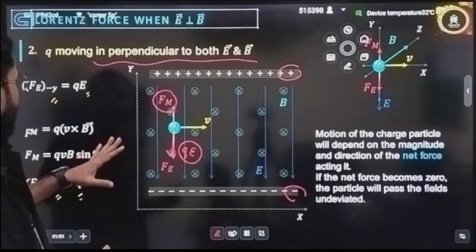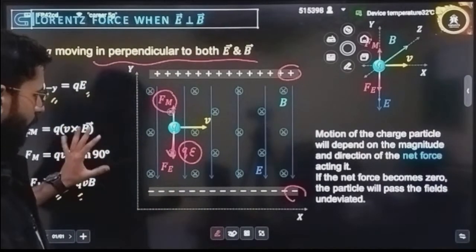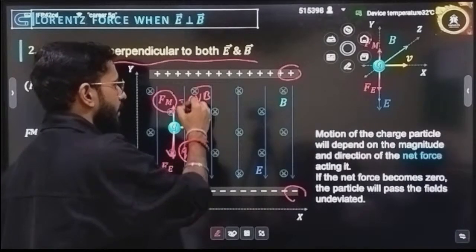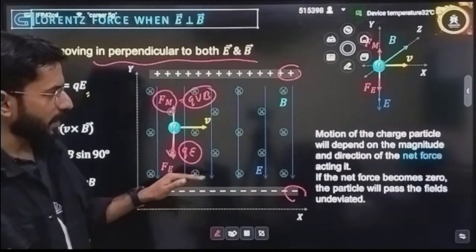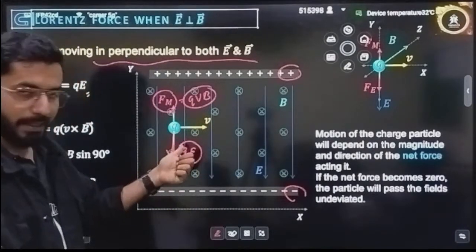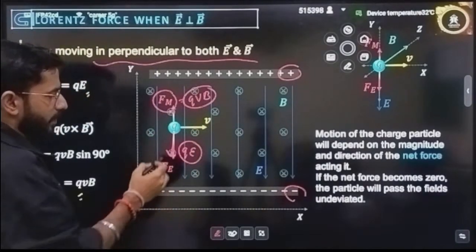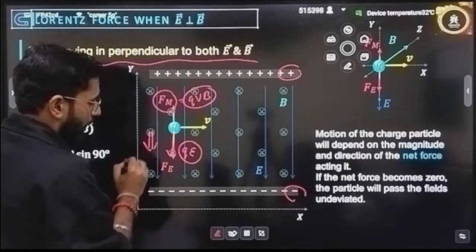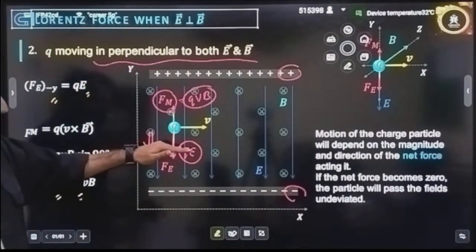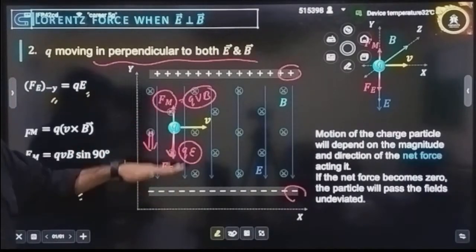Magnitude wise, the electrostatic force is QE and the magnetic force is QVB. If this electrostatic force is greater than the magnetic force, that means the net force will be coming in downward direction. Agree or not with me? If the electrostatic force is greater, the net force will be coming in downward direction.